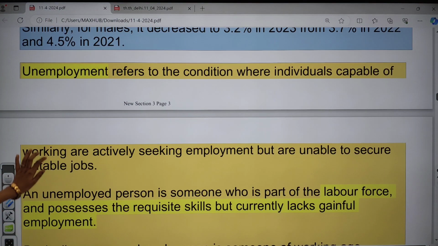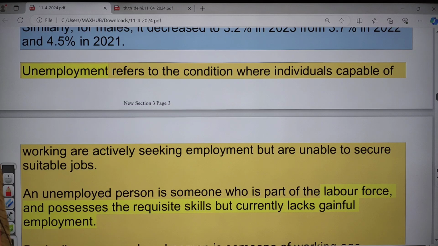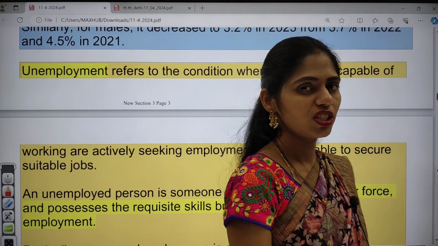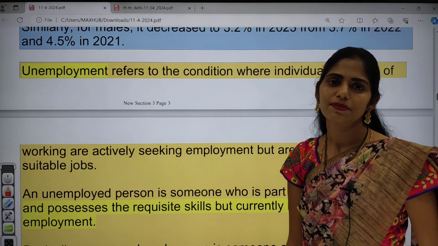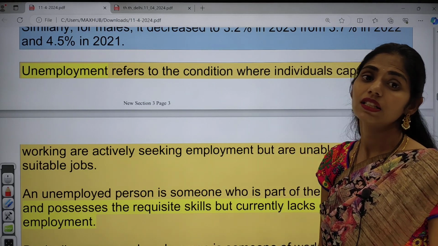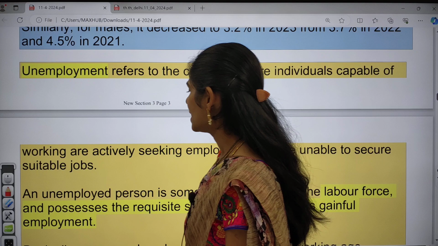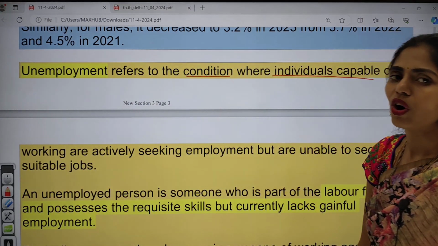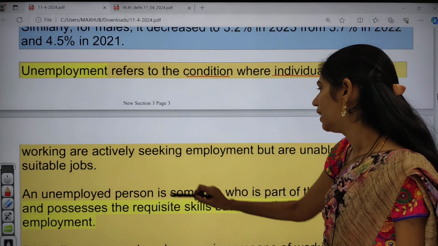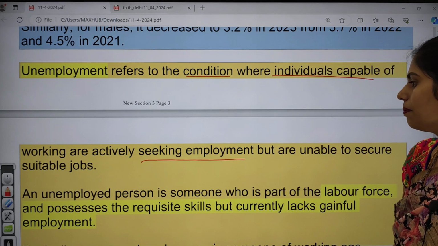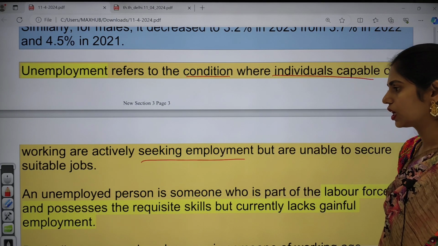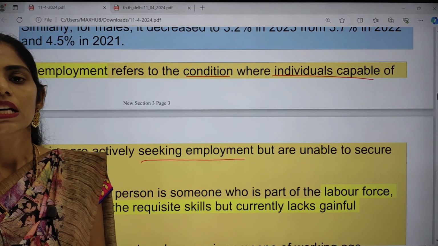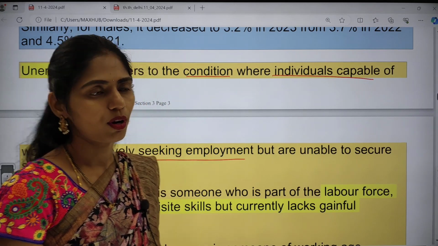And what is the meaning of unemployment? You have to know the definition. Whenever you are writing a definition, please write the standard definition according to an organization. It is my request, because it will be an authenticated definition. Unemployment refers to a condition where individuals who are capable of working and actively seeking employment are unable to secure jobs. They are not getting suitable secure jobs. This situation is called unemployment.